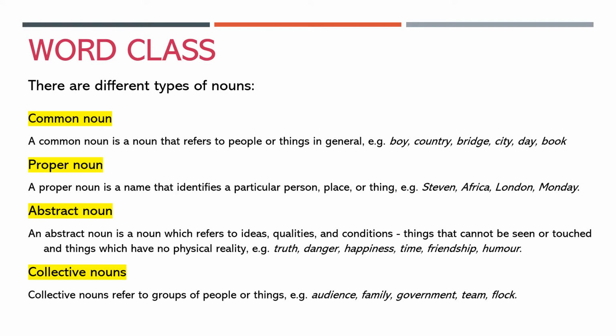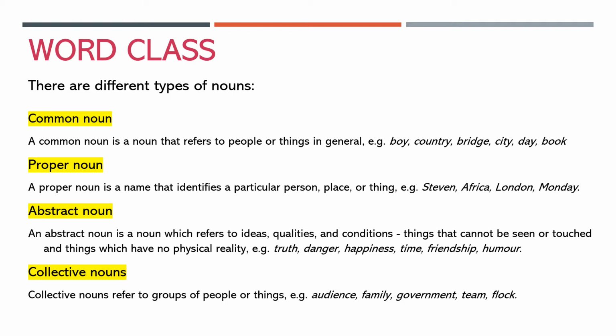A proper noun is a name that identifies a particular person, place or thing. For example, Stephen, Africa, London and Monday. You'll notice that the names, the proper nouns, all have capital letters, which highlights further they are a proper noun. Animals are not proper nouns unless you've given them a separate name. So you wouldn't put tiger with a capital T. However, if you named that tiger, its name, say Adam, would have a capital A.